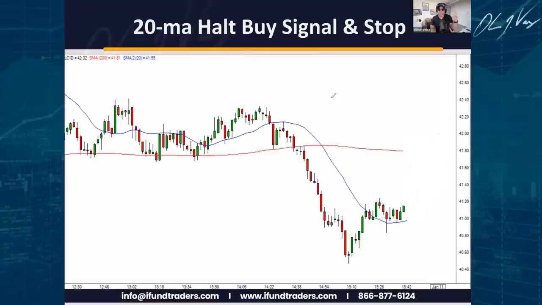Now, the third thing we need is that on the next pullback after going through, we want to see if the 20 period moving average halts it. We want to see that now that the stock is above the 20, does the 20 catch the stock on the way down? That's the 20 MA halt. Or does the stock just ignore the 20 and continue lower? If the 20 catches the stock, all right, that's when we start to salivate.